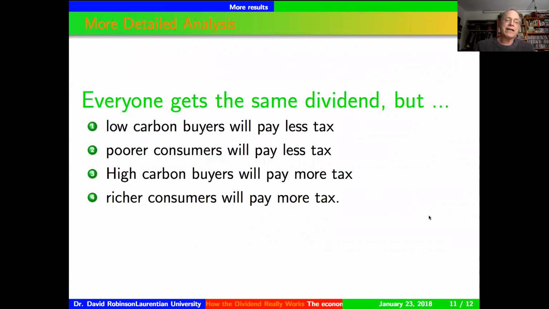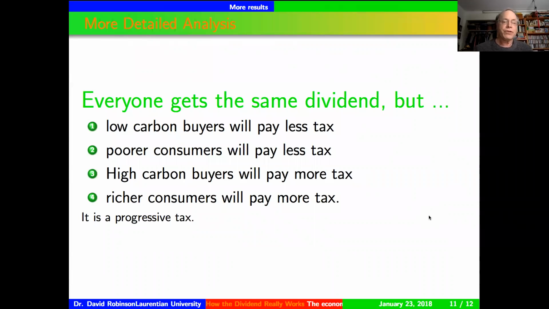High carbon buyers, like people who like running around in four-wheel drive trucks in mountains and stuff like that, are going to pay more tax. Those trucks use a lot of gasoline, they'll pay more for it. And richer consumers in general will pay more. Those aren't really bad things. That just makes it a progressive tax that favors low carbon users, which is exactly what we want.